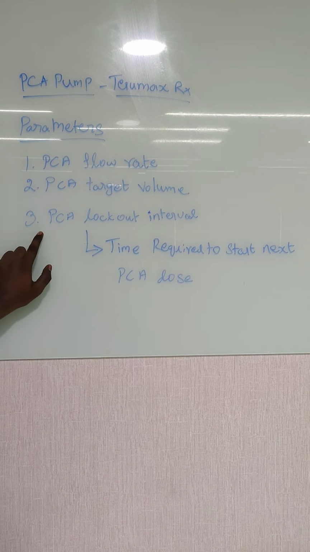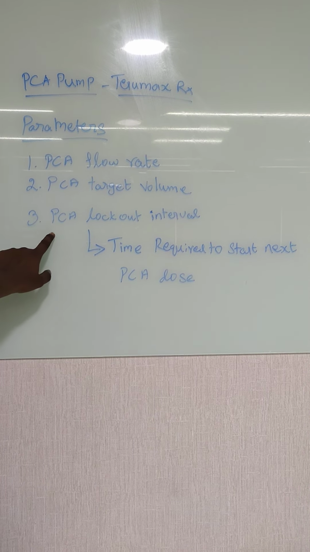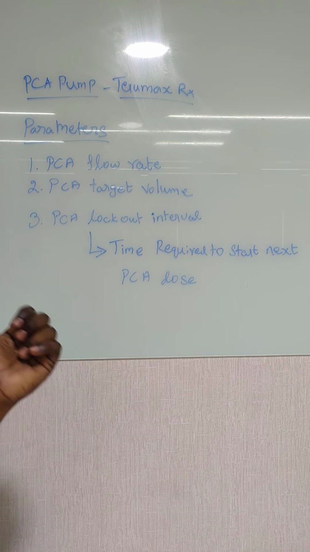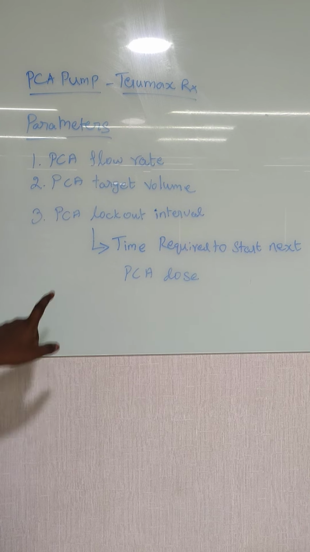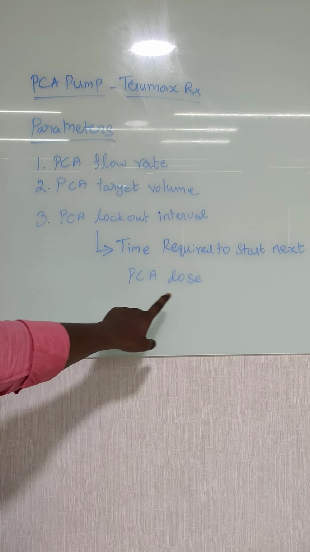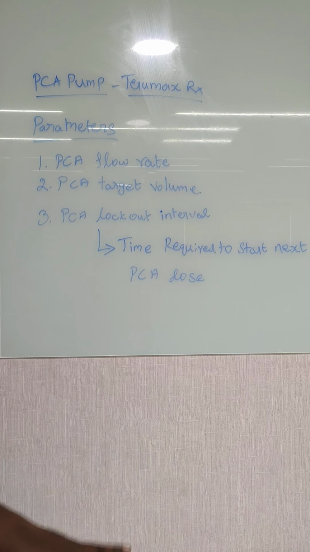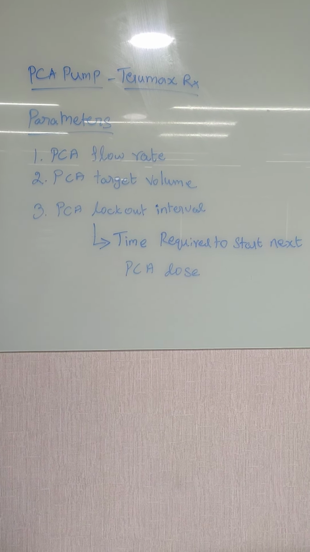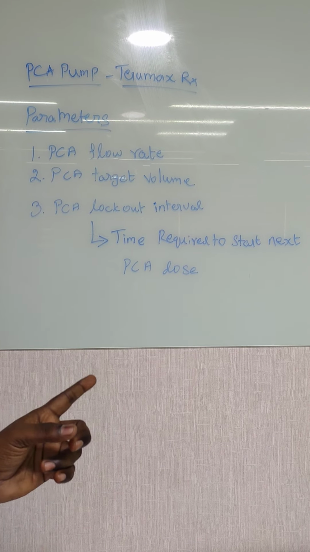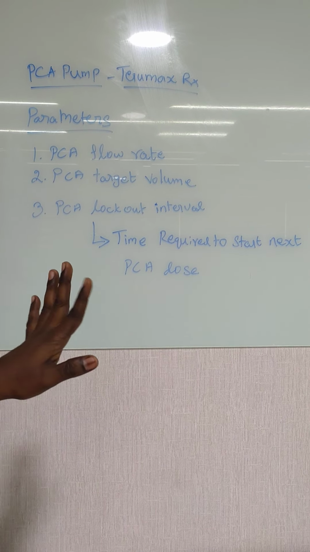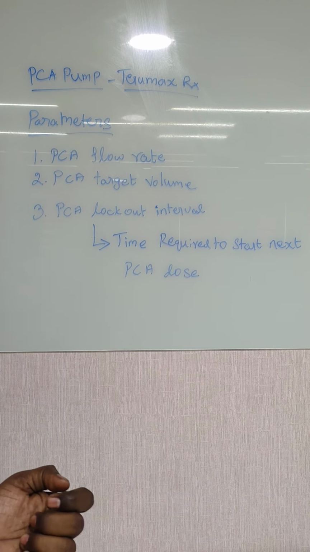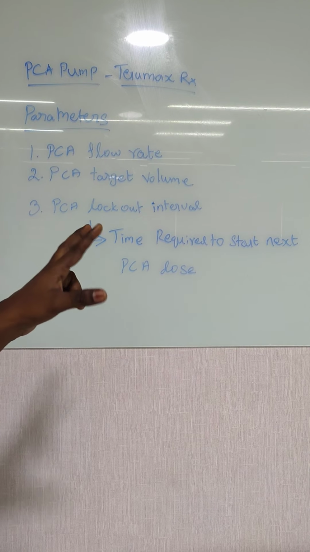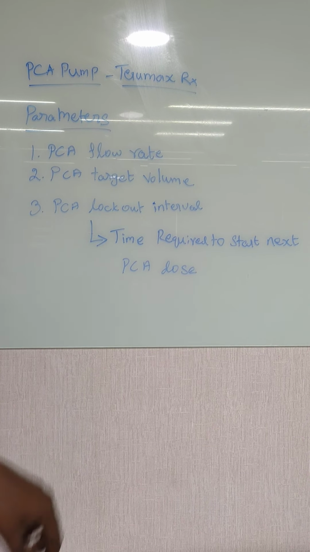Then the third one, an important point, is the PCA lockout interval. We will mention it as the interval time inside the setting. This is the time required to start the next PCA dose. Once the patient has requested the first dose, from the end of the first dose the time will start. That is, after the end of that first dose's target volume, this time is required before the next dose can be given to the patient.